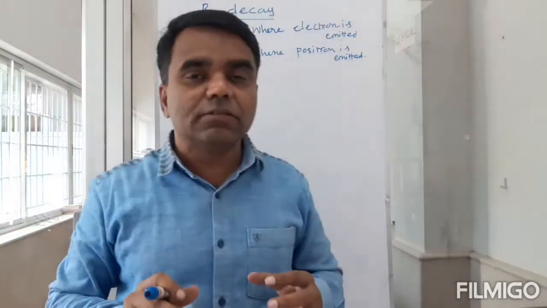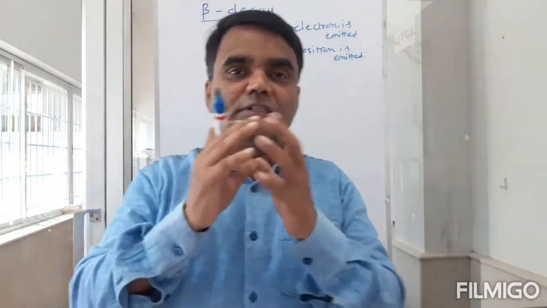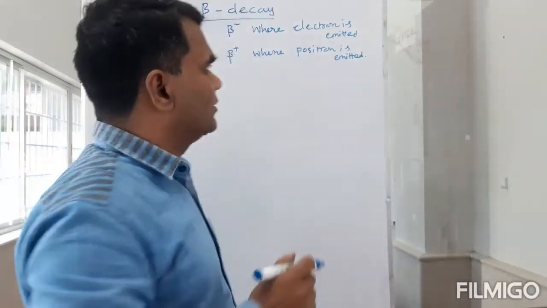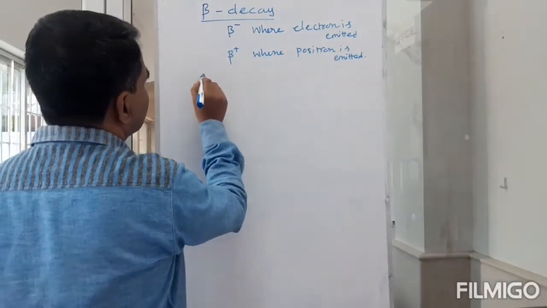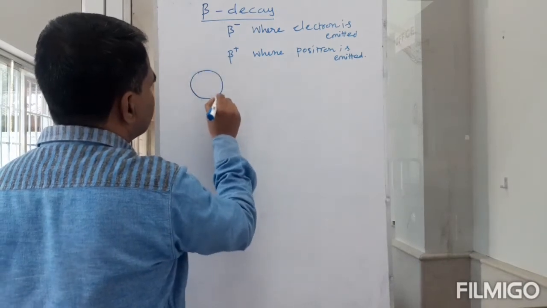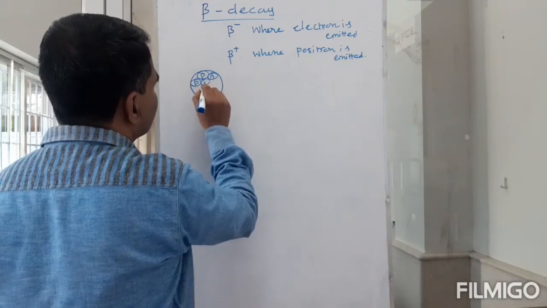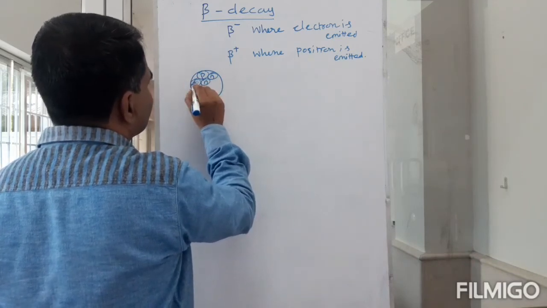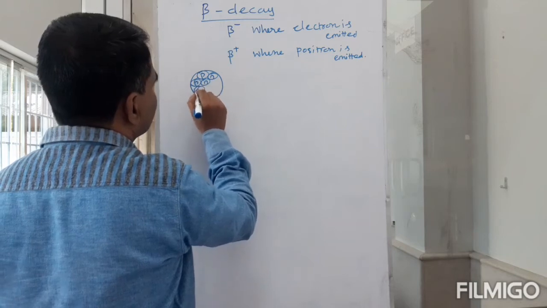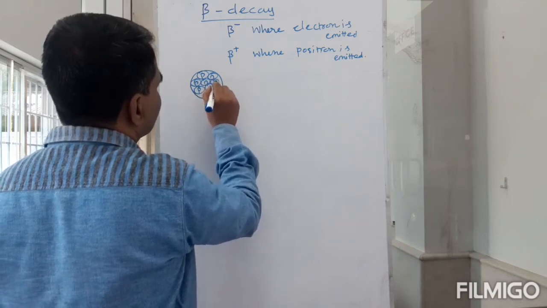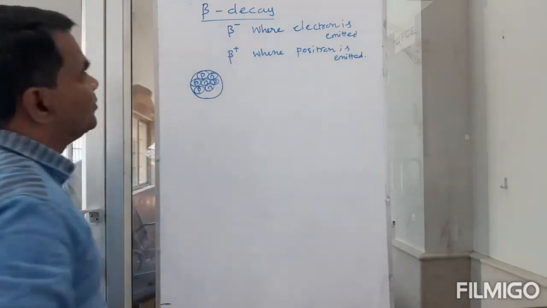So you have a nucleus, and suddenly something goes on inside the nucleus, it becomes unstable. So what happens is an electron is emitted. Why would an electron be emitted? Well, how did you even get an electron in the nucleus? You have a nucleus, you have protons, and neutron, proton, something like that. So the structure is like this.